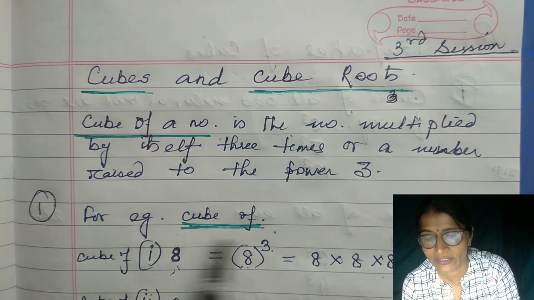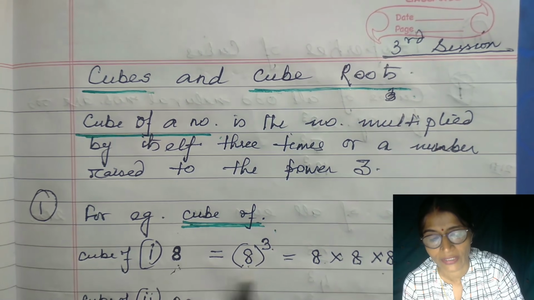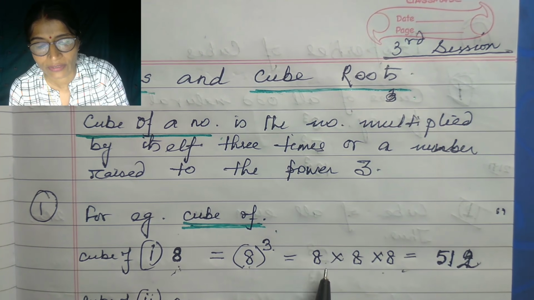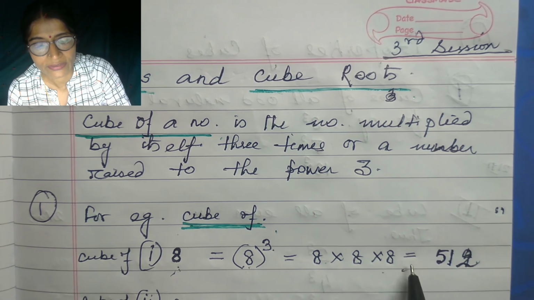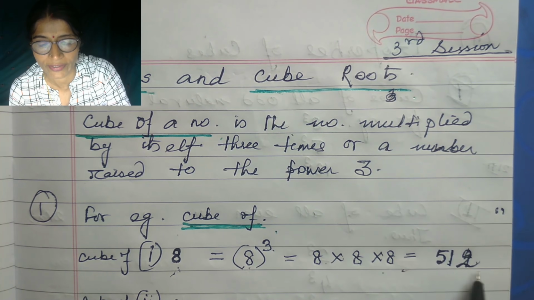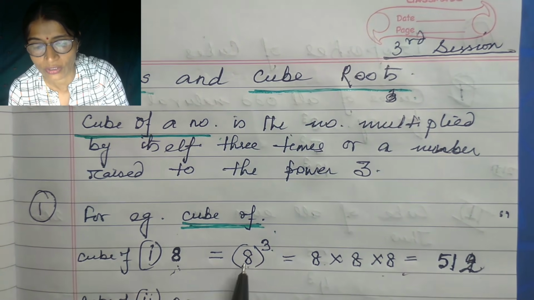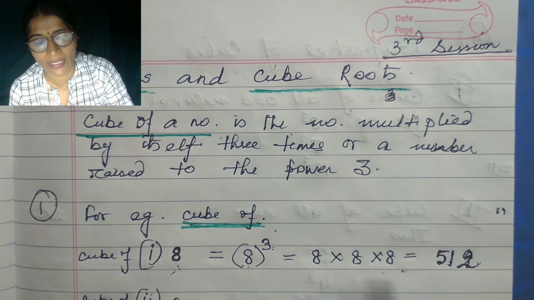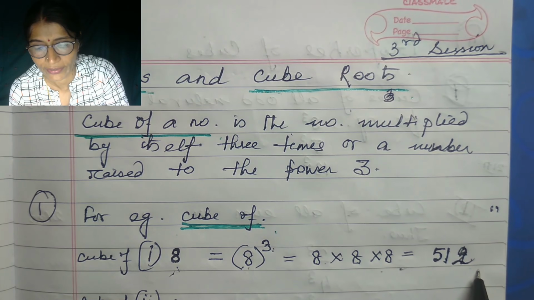Next for example, cube of 8, that is 8 to the power 3, that is equal to 8 into 8 into 8, and that is equal to 8 eights are 64, and 64 eights are 512. So 8 to the power 3, which we actually call 8 cube, is equal to 512.